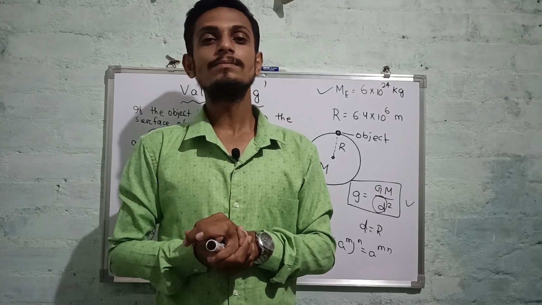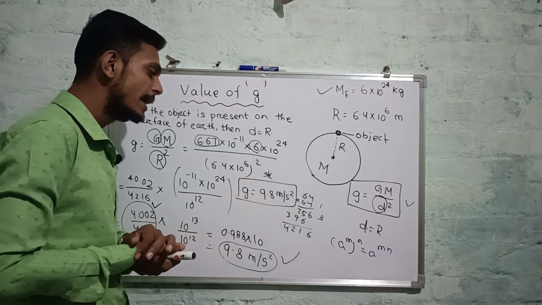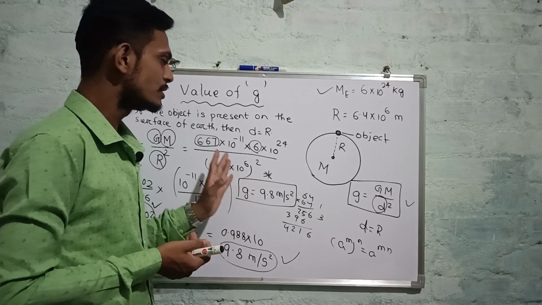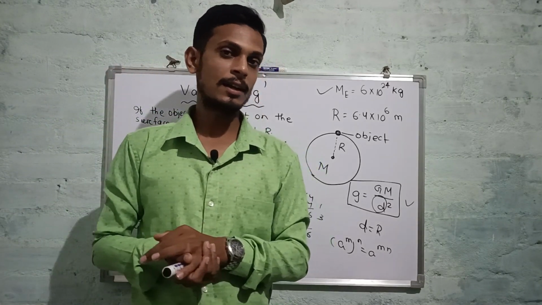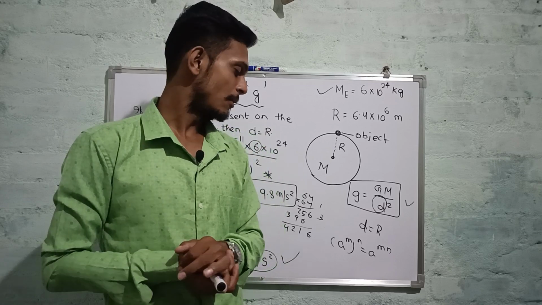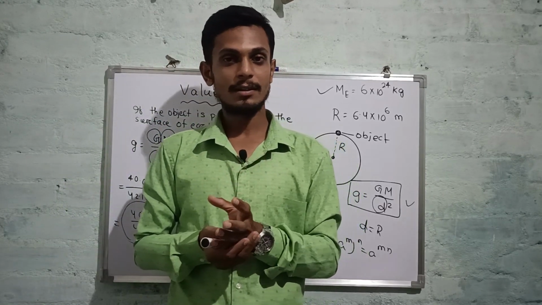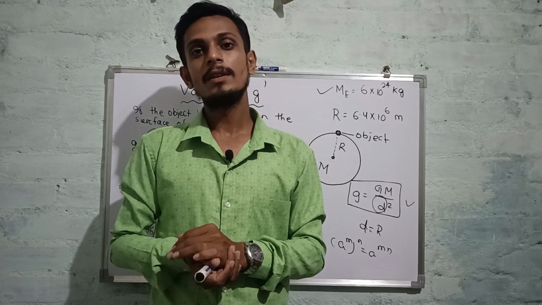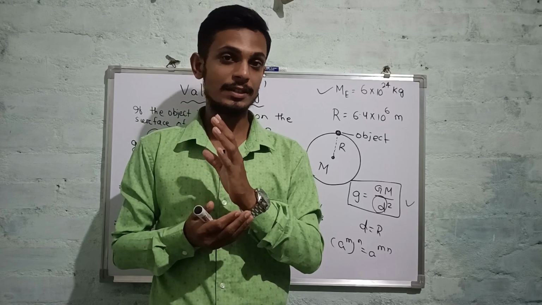This is the value of g, that is 9.8 meter per second square. There are a lot of factors on which g depends. But in the third numerical part, I will discuss how g depends upon factors like equator, pole, distance from earth, and height. So these are the factors on which g depends.